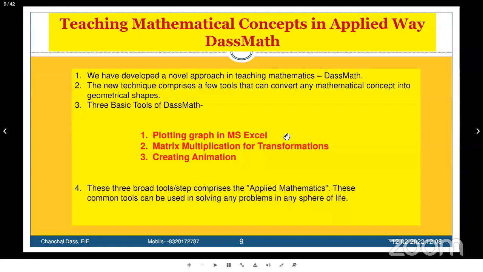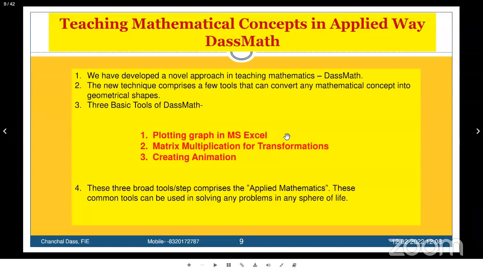And what is that? Plotting graphs in MS Excel: if you have to model something, if you have to draw something, you should be able to draw it in Excel. And then matrix multiplication, that is also one keyword available in Excel which you can use. Whatever operation we want to do, from simple addition, subtraction, division, multiplication to exponentiation, to transformations, all the transformations, even calculus you can do in Excel without going into details, without any programming knowledge. And the last thing is also creating animation.